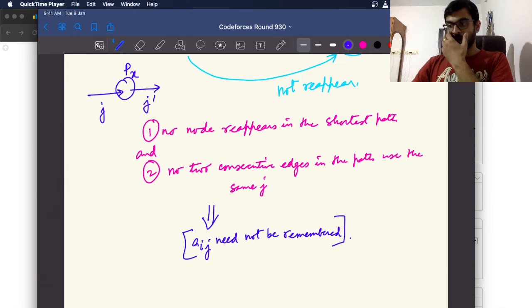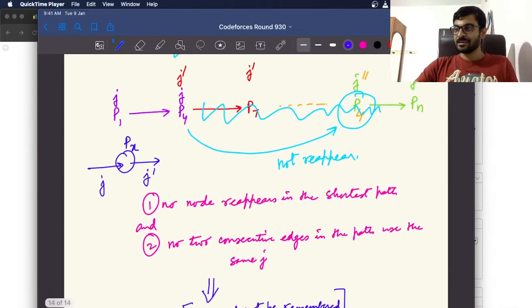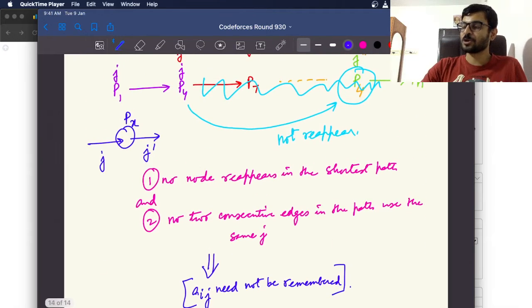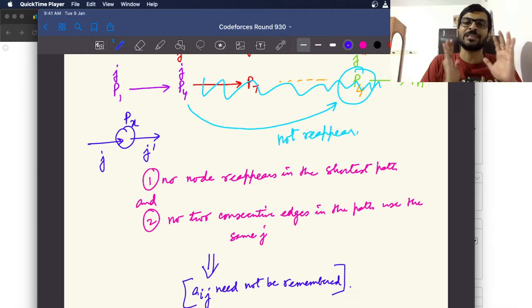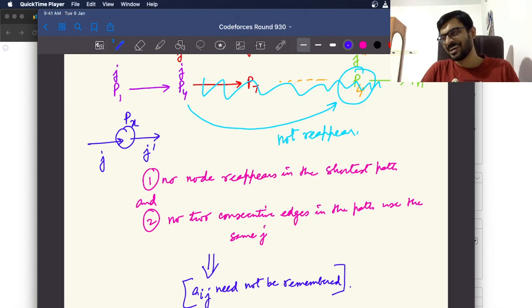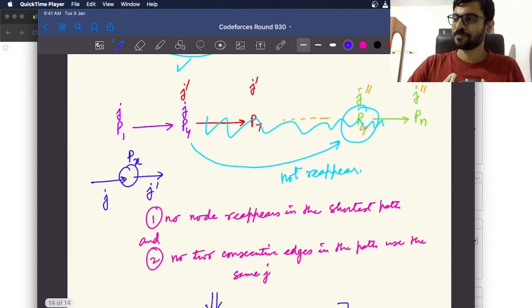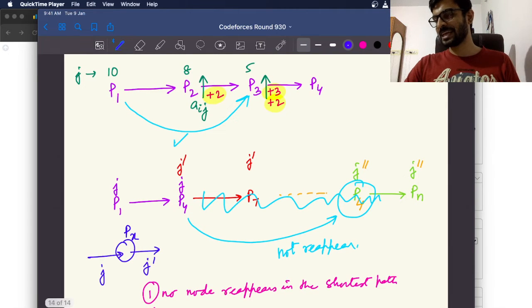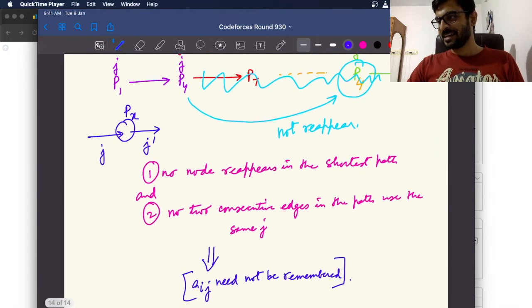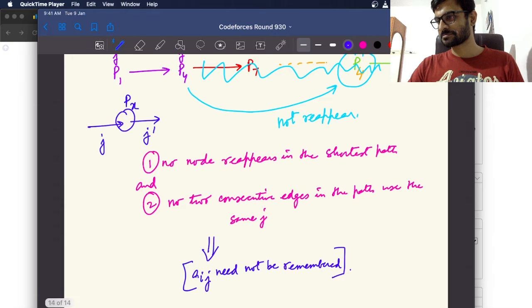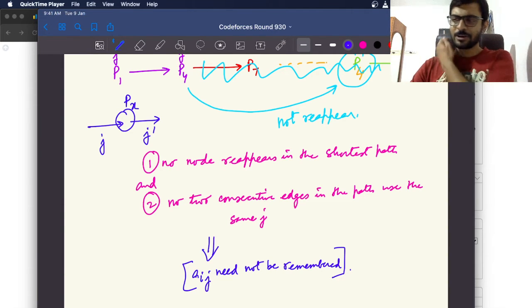This is an excellent finding which will help us solve the remaining questions so easily. This question is basically about making these observations and finally reducing it to an easy Dijkstra implementation. Aij need not be remembered. So now we can try to solve it.